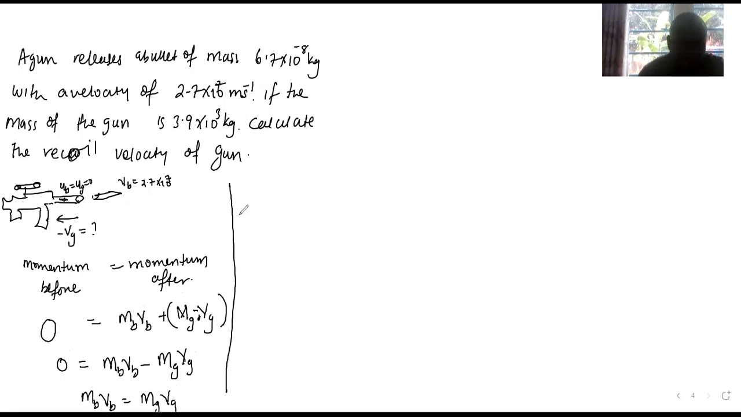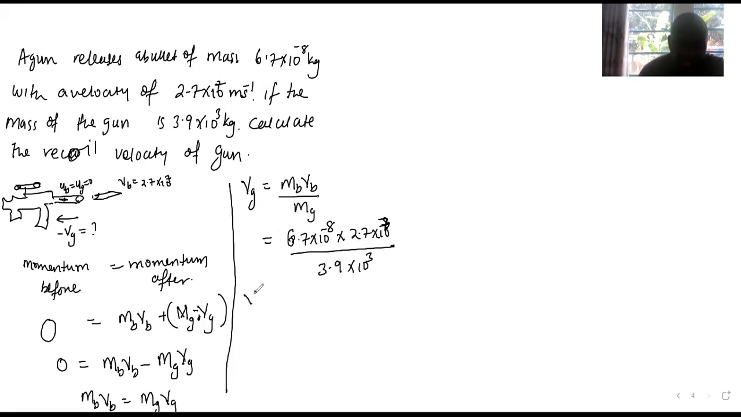Therefore, the recoil velocity of the gun can be obtained from the mass of the bullet times the velocity of the bullet divided by the mass of the gun. This gives 6.7 times 10 power negative 8 times the velocity of the bullet, which is 2.7 times 10 to the power 7 positive, all divided by the mass of the gun, which is 3.9 times 10 to the power 3. Can you compute and give us the velocity of the gun, which we call the recoil velocity of the gun?